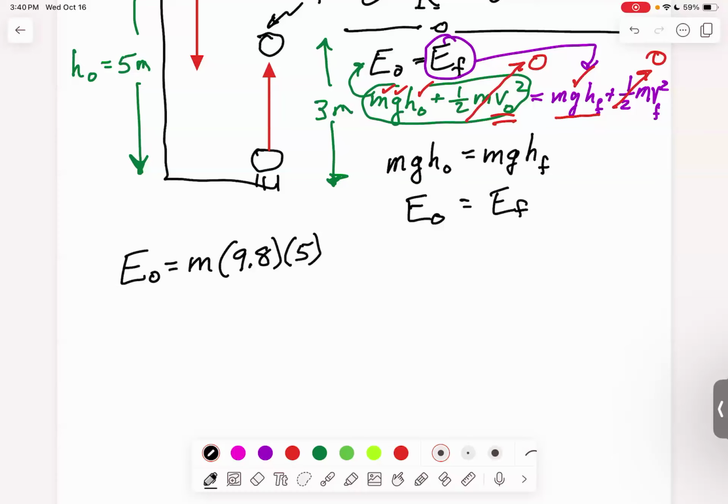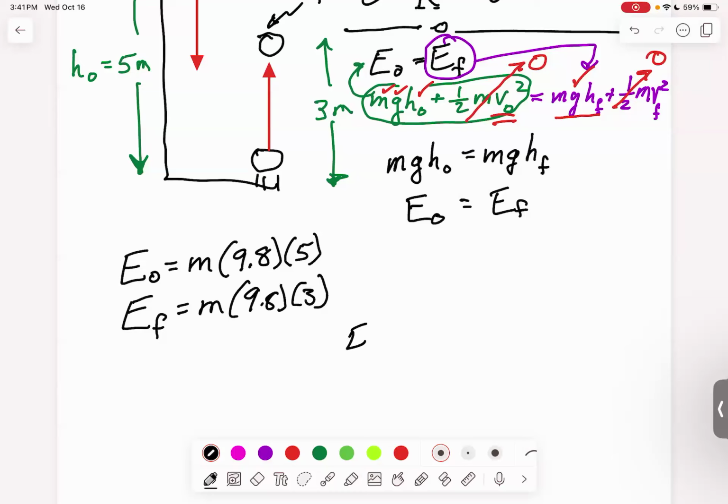And for E final, it's the mass times 9.8 times 3. And we want to figure out how much energy was lost. So if you think about a discount price, if you will, it's sort of like that, how much money is discounted. So you've probably come across percent differences, if you will.